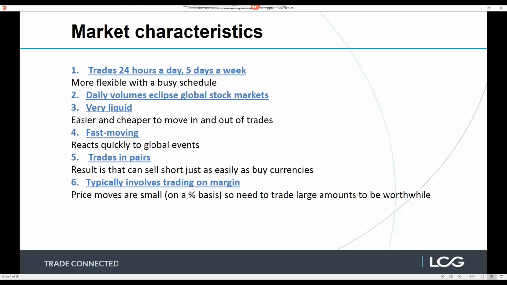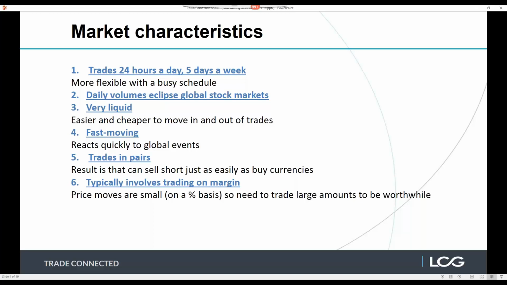It does trade in pairs, so that takes a little bit of initial extra understanding, but the advantage is that buying and selling is just as easy, because buying GBP USD means you're buying the pound. Selling GBP USD means you're buying the dollar. I'll explain a bit more about that in a minute, but it just means that you can basically trade rising and falling markets, which is a distinct benefit because it covers all market conditions.